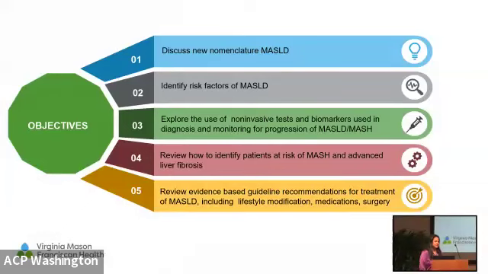I have a lot of slides, but I promise you I'm not going to go through all of them, but they're there for you if you want to review it at some other time. My goal is to really talk about this new nomenclature, MASLD, talk about some of the risk factors, explore some of the non-invasive tests, because this has really taken us in a different direction. We're really not doing liver biopsies anymore. And most important, to really be able to identify those patients who are at risk of MASH and advanced liver fibrosis. And I'll end with some evidence-based guidelines of how to manage these patients.